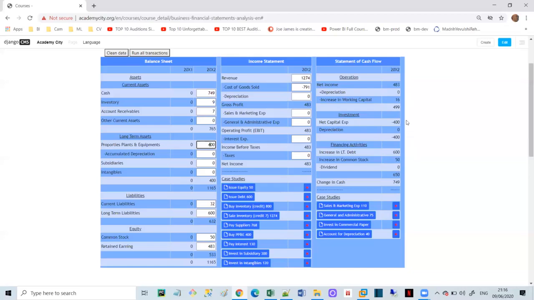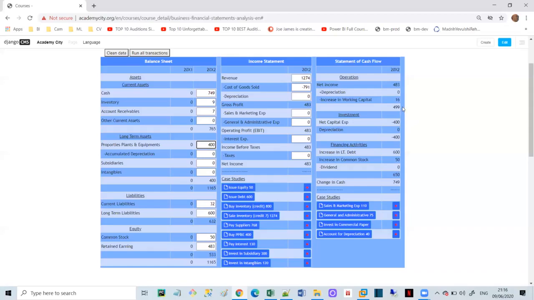The second thing is, what did we do with the 499? We used 400 to buy long-term assets. So we're reinvesting part of the cash we're generating. That's a good thing about a company that makes profits: it keeps part of it to grow. And that's what gives it the ability in the following years to generate even higher revenue, okay?